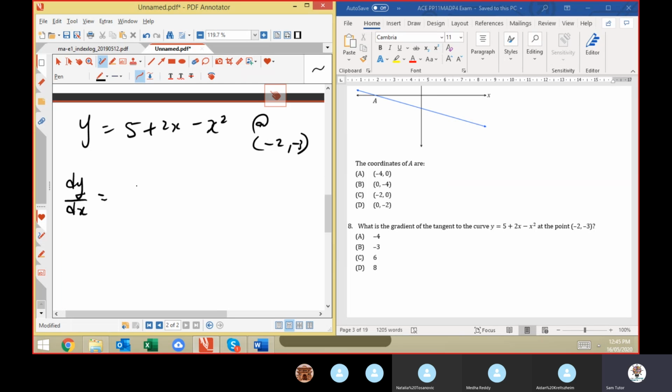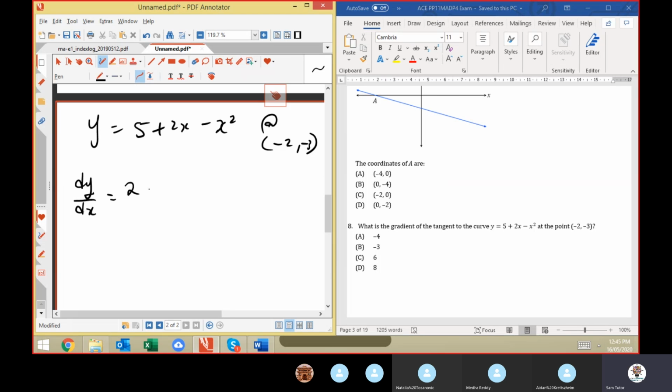Find your gradient. You first differentiate, right? That's what we learned, and that's what you've been doing this whole last few weeks. So dy/dx equals 2, take away 2x. That gives you your gradient function, so that's everywhere. You want it specifically at -2. So your gradient of your tangent is 2, take away 2 times -2. That's +4 plus 2 is 6. So the answer obviously is 6 for your gradient.